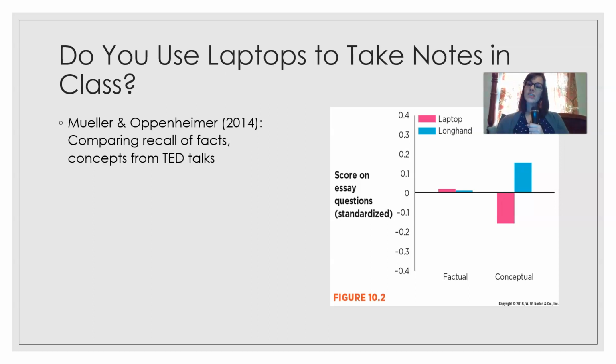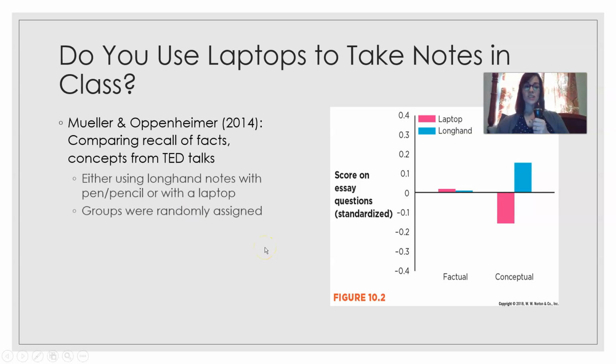And then they asked the participants either questions that were factual in nature or conceptual in nature, which required a deeper understanding, probably greater involvement of application. So the data you can actually see over here. I will mention that these groups were randomly assigned. This is going to be very important when we talk about ruling out alternative explanations for findings.